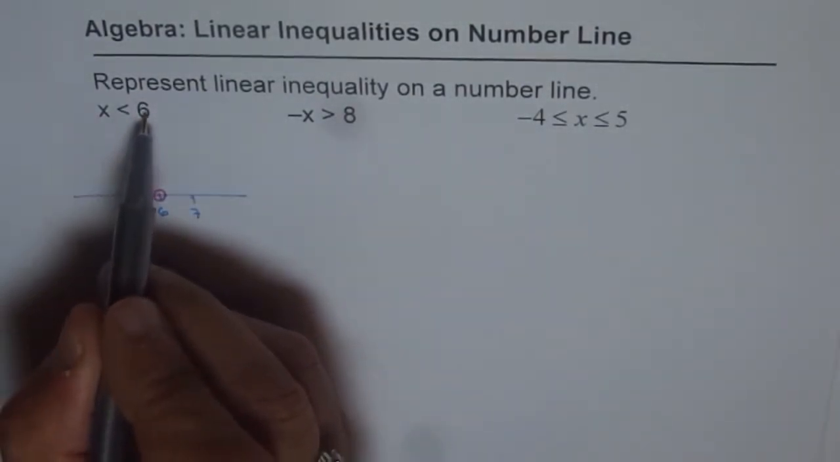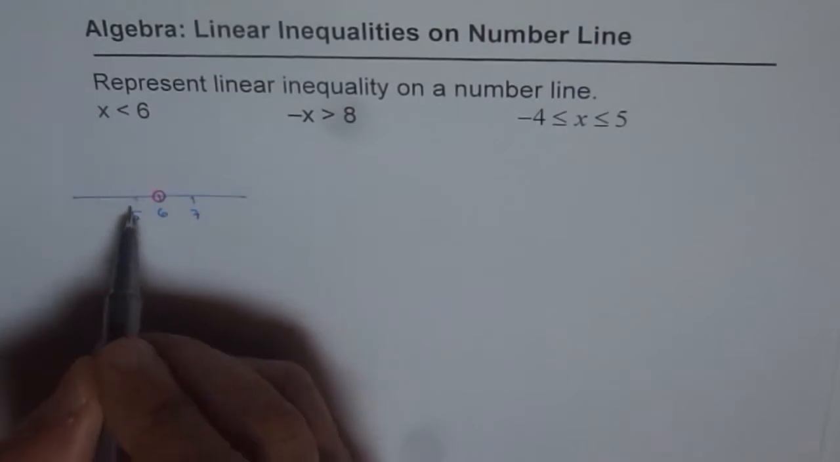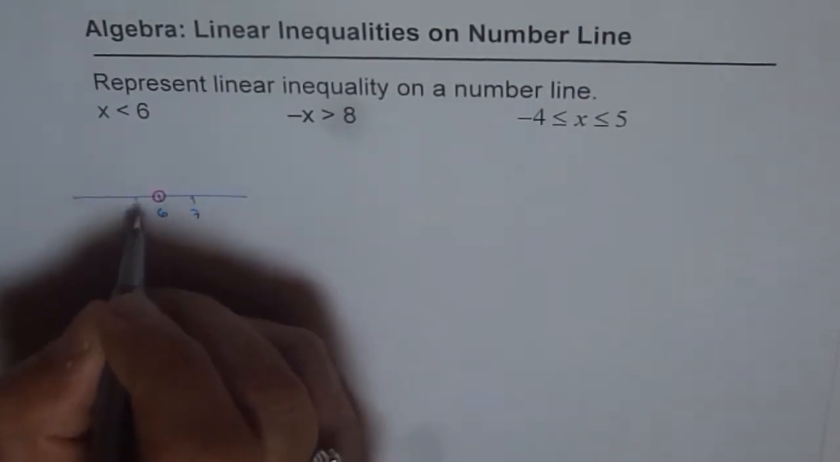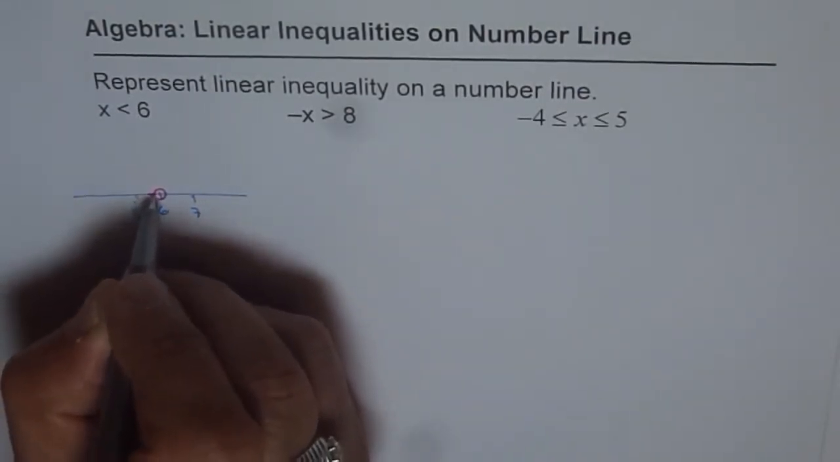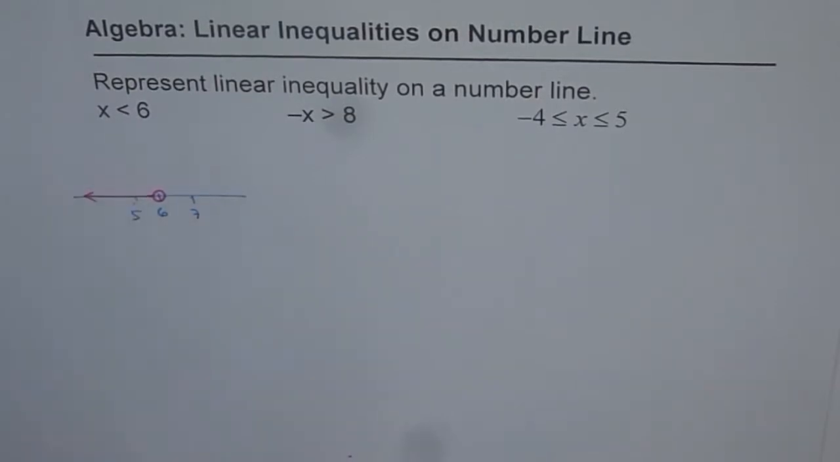X less than 6 means all the numbers to the left side. 5 is less than 6. That is kind of a test point for you. So you can make an arrow moving left. So that is the solution which can be represented on a number line.